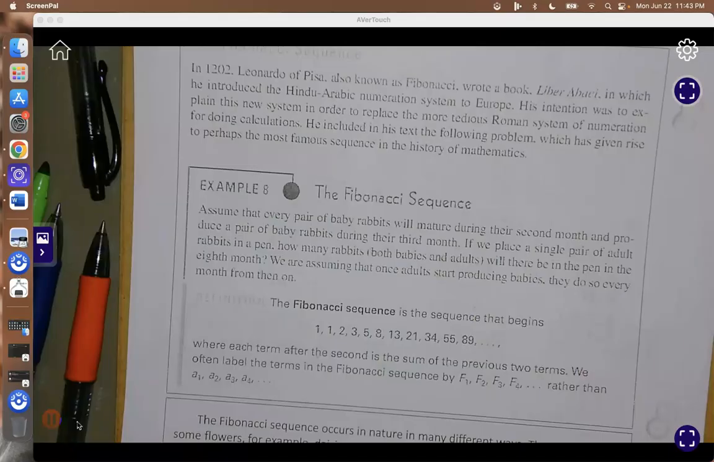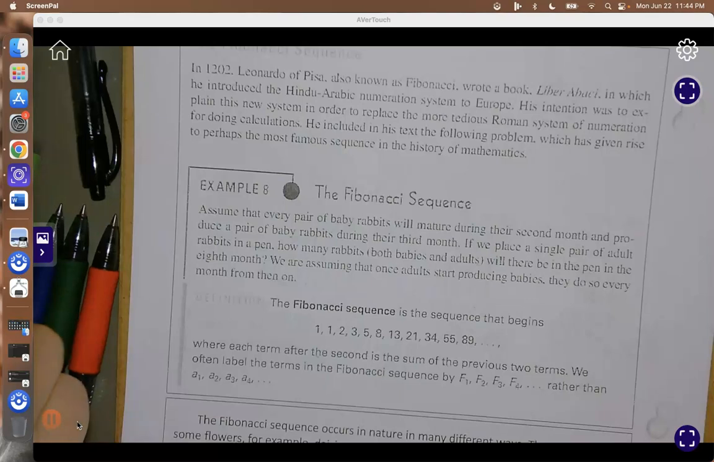Assume that every pair of baby rabbits will mature during their second month and produce a pair of baby rabbits during their third month. If we place a single pair of adult rabbits in the pen, how many rabbits, both babies and adults, will there be in the pen in the 8th month? We're assuming that once adults start producing babies, they do so every month from then on.